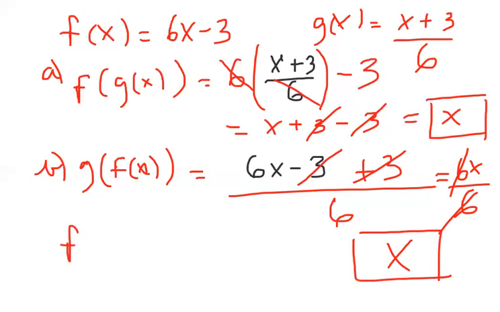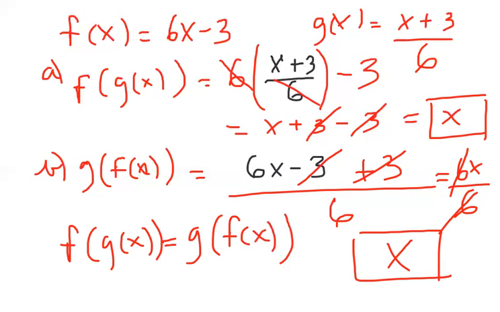f of g of x is the exact same thing as g of f of x. And there's a reason why it turned out this way, guys. There's a relationship between the f of x and the g of x function, which is what we're going to go into next, which leads us into lesson 1.7.